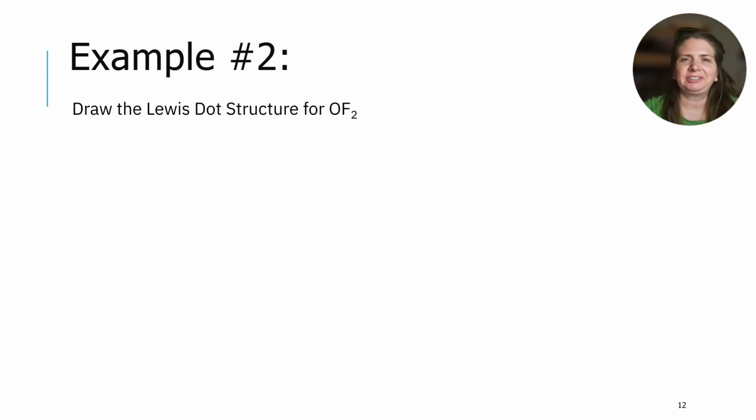Let's do another example by drawing the Lewis dot structure for oxygen difluoride, OF2. The first step is to count the total number of valence electrons. Oxygen has 6 electrons and fluorine has 7 valence electrons. 6 plus 2 times 7 gives us a total of 20 valence electrons.